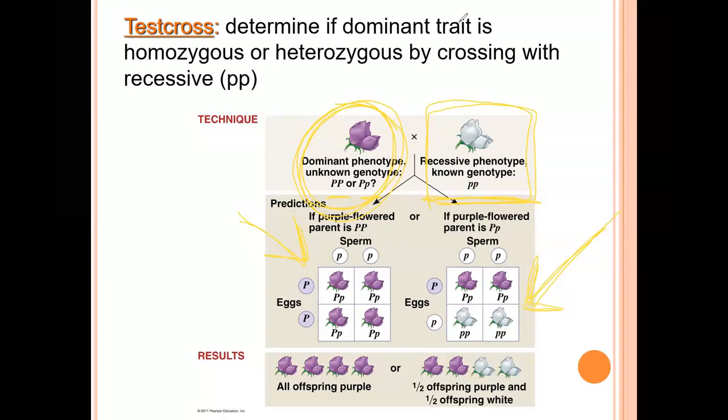A test cross is used to determine if something showing the dominant trait is either homozygous dominant or heterozygous, and you do that by crossing it with a homozygous recessive for that trait. All right, so hopefully that made sense.